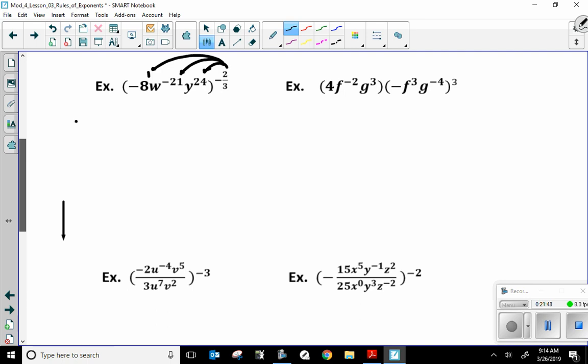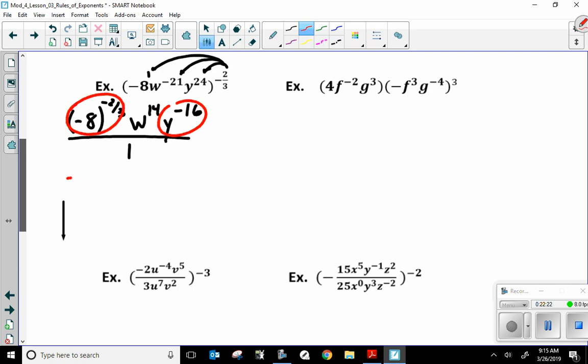Okay? So I have negative 8 to the negative 2/3. W, negative 21 times negative 2/3 becomes positive 14. Okay? And Y, 24 times negative 2/3 becomes negative 16. All right? So technically, it's all over 1. The only things that are going to flip, this will flip, and this will flip because they have negative exponents. So I have W to the 14 on top. I have 8 to the 2/3 on the bottom.